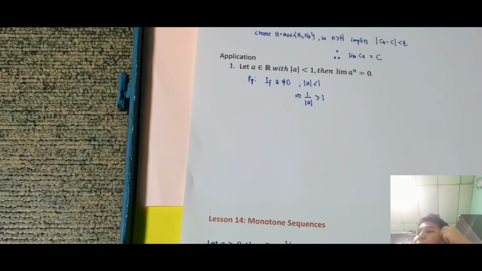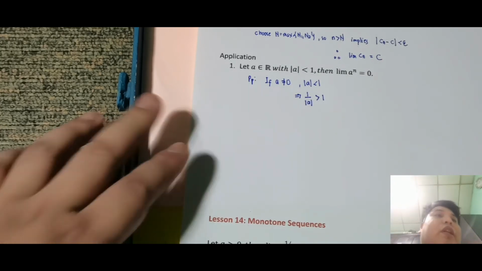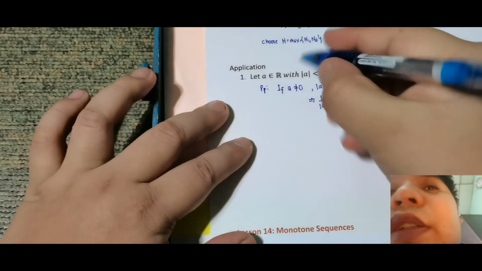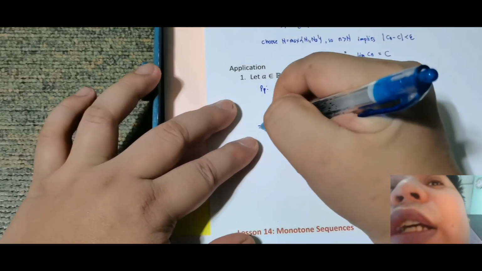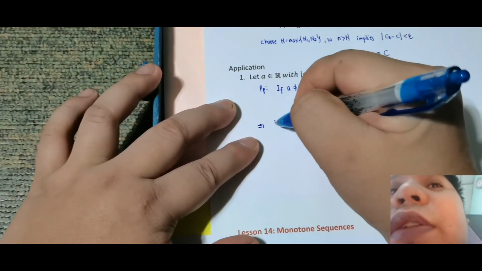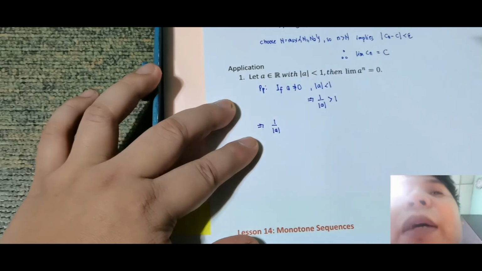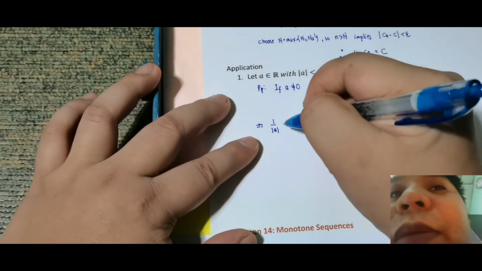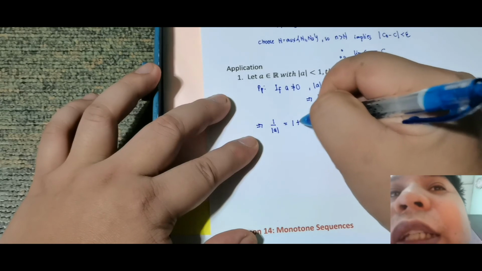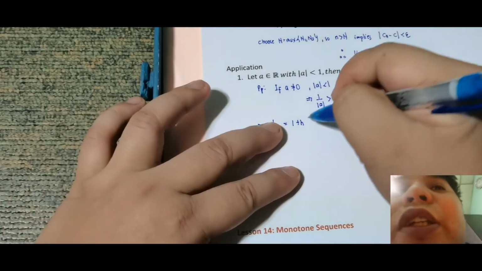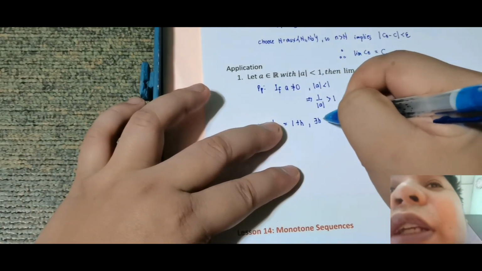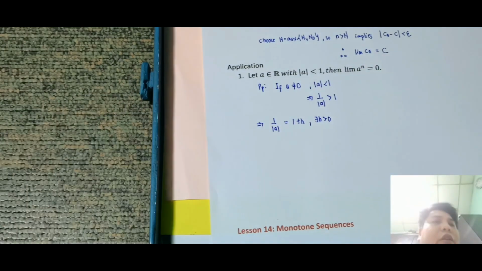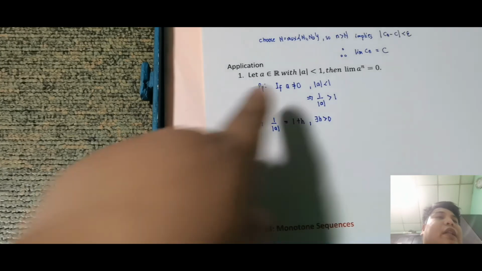Okay, so ngayon, pwede natin siya i-represent into ganito. Si 1 over A, because na-discuss to sa calculus 3 nyo. So, yung 1 over absolute value of A, pwede natin sabihin na siya ay something na 1 plus H, for some H greater than 0. And ano ibig sabihin yan, sir? That is, kunyari, yung A mo is less than 1.